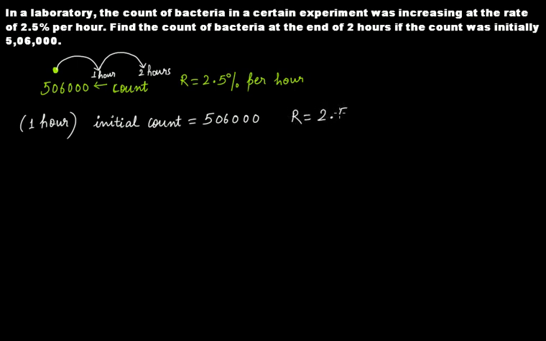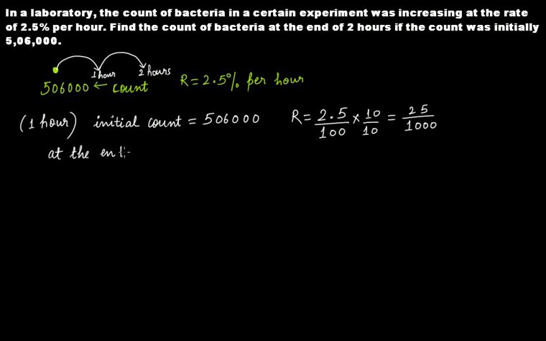Now, 2.5%. If we multiply both the numerator and the denominator by 10, you'll get 25 by 1000. This will be the value. So if the initial count is this much, and every hour it is increasing by 2.5%, which can be written as 25 by 1000, tell me, what will be the final count at the end of 1 hour?